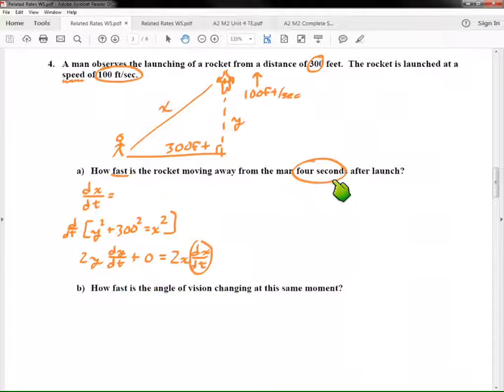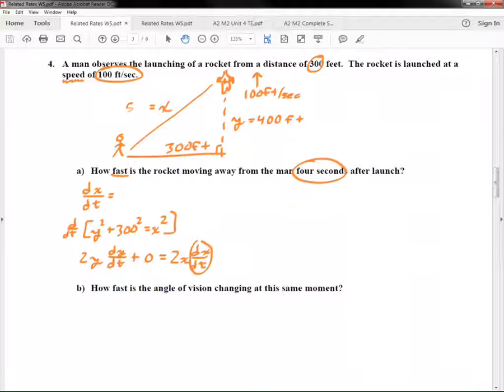Oh, so 4 seconds at 100 feet per second would make y equal to 400. And that's in feet, right? 400 feet. So, check that out. Now we have a 300 or 400. Do you guys know what this x is going to be? That's going to be 500.